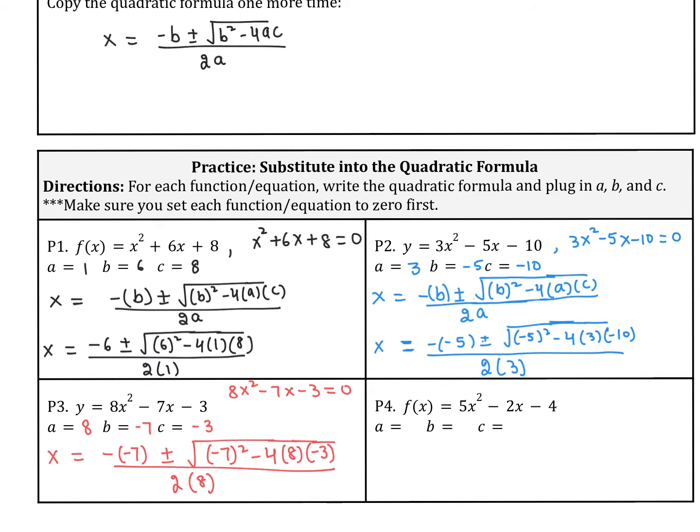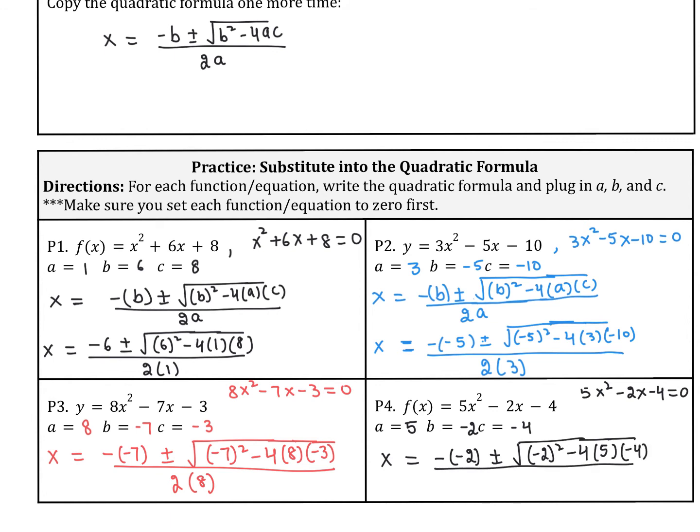Now you're going to do the next one, where you put 5x squared minus 2x minus 4 equal to 0. A is 5, B is negative 2, and C is negative 4. X equals negative b plus or minus the square root of b squared minus 4ac, divided by 2a, so 2 times 5.